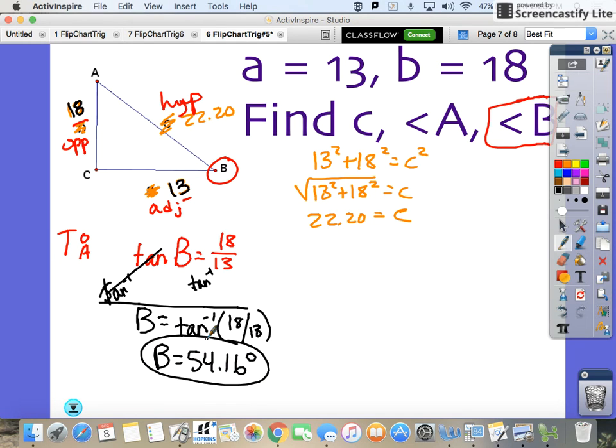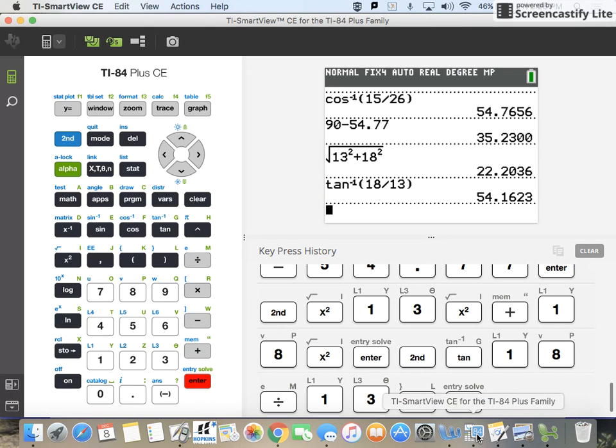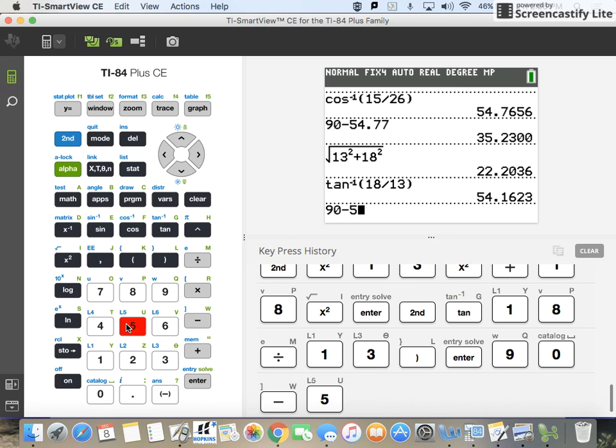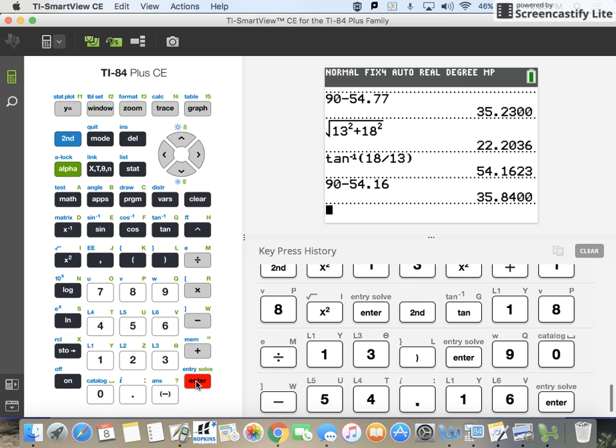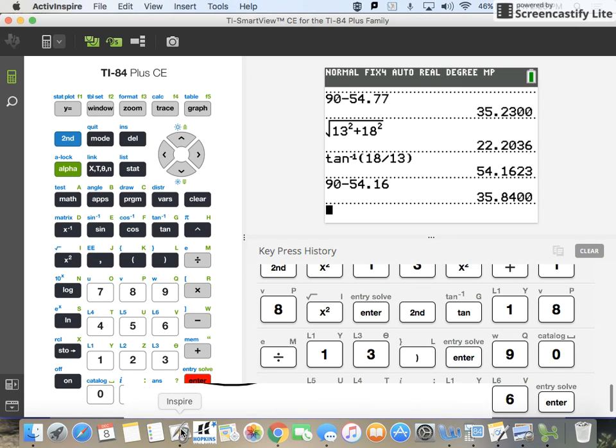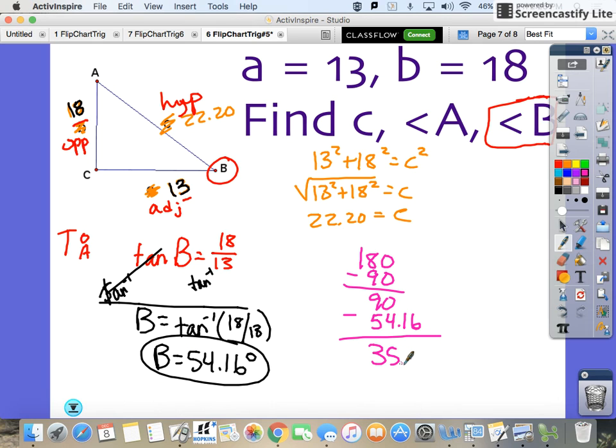And then to find our missing degree, we're going to go 180 minus 90 is 90, minus 54.16. So 90 minus 54.16, 35.84. That's angle A.